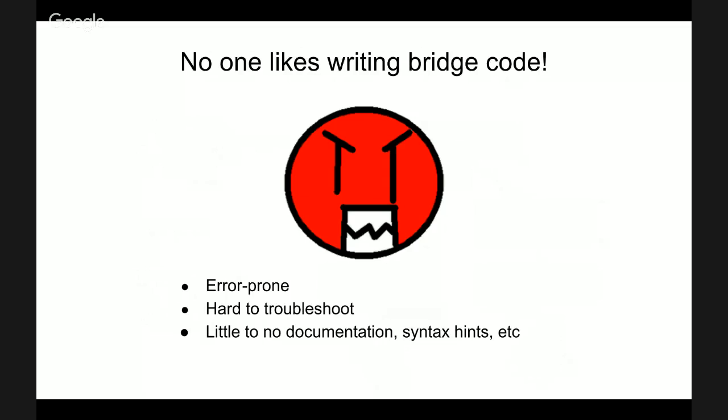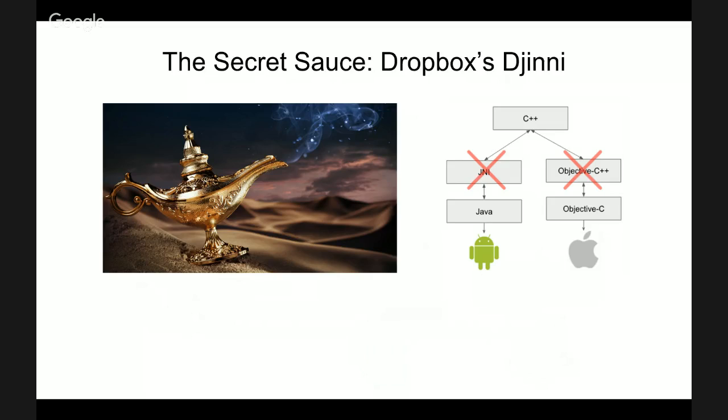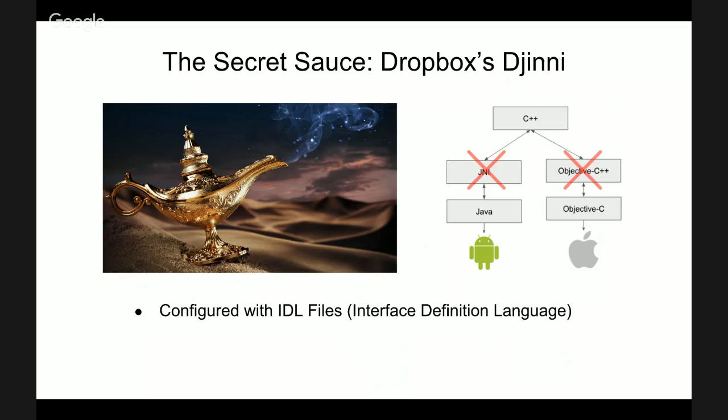So this is where our friend Djinni is going to help us. A couple years ago, I think two Septembers ago, Dropbox released their tool Djinni open source. And what Djinni does for us is it generates all that bridge code that we don't ever want to see. So in our little diagram to the right, we can get rid of JNI and Objective-C++. We're still using it, but we don't have to edit it. We don't have to ever even see it. We don't have to know it's there.